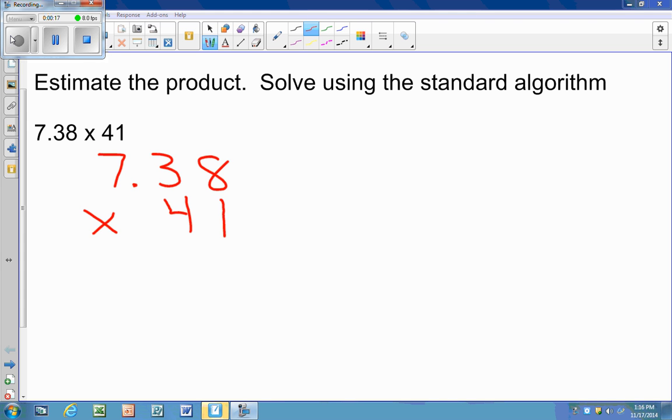When we rewrite it, you should notice that we do not line up the decimals. We only line up decimals when we add and subtract. You also should remember that when you have a whole number, there is a decimal back here. Even though we don't see it, there is a decimal in the number.